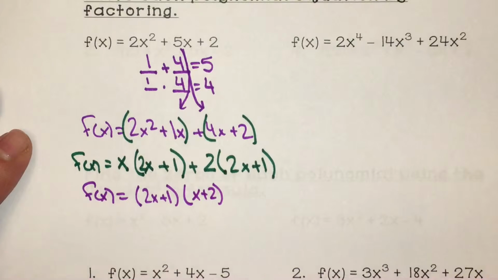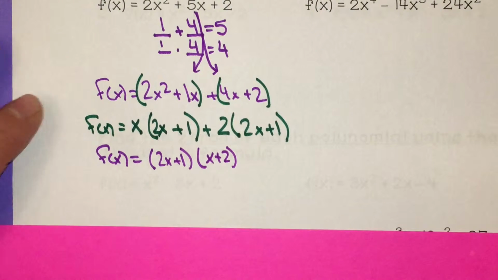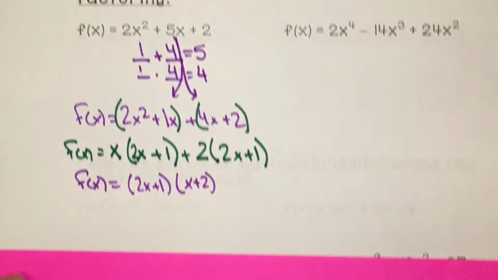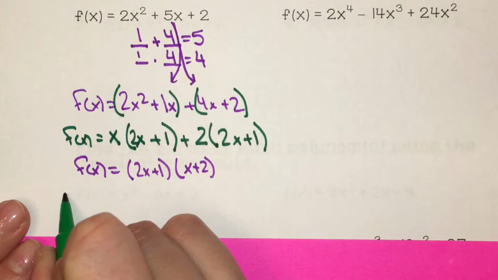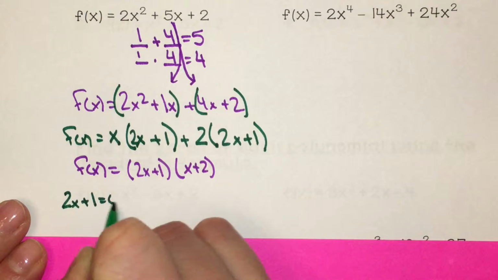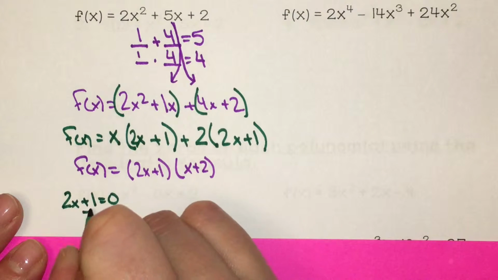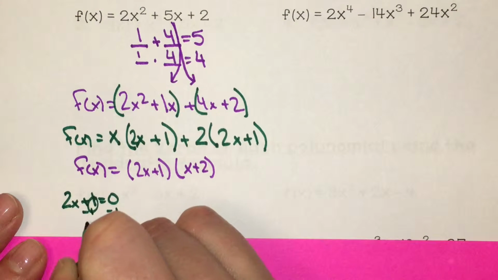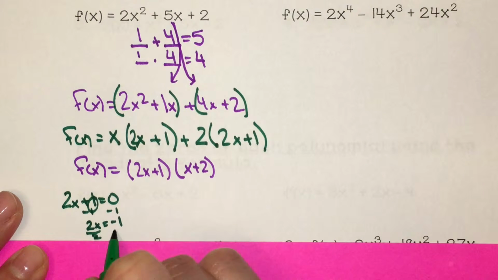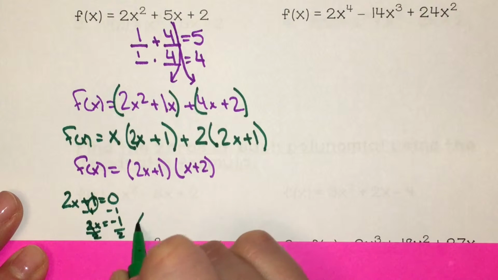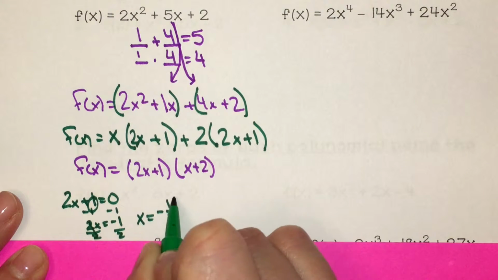Okay, we're not quite finished. Next step, we have to actually solve for what x is equal to. So we did say we're going to solve. So don't forget, it's easy to factor and think, oh, I'm done, but you have to go back and solve for x. So we're going to say 2x plus 1 equals 0. I'm just going to solve for x, subtract 1 on both sides, and we get 2x equals negative 1. Divide both sides by 2, and x is equal to negative 1/2.